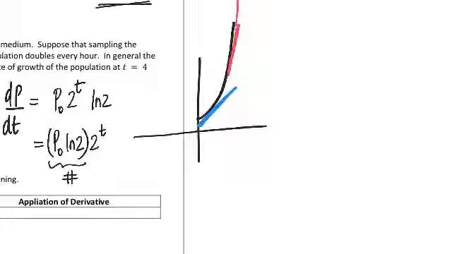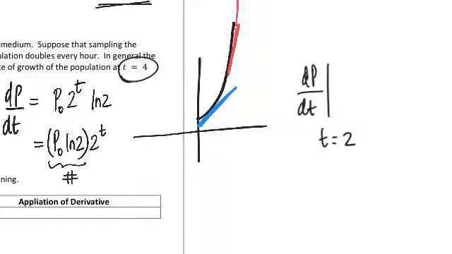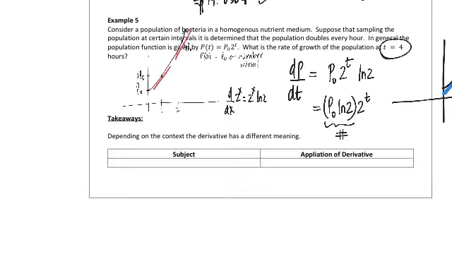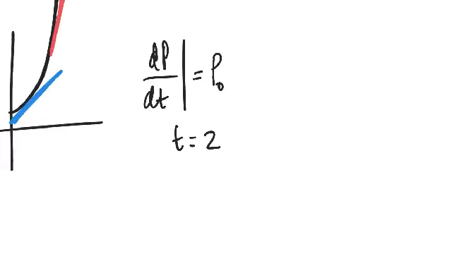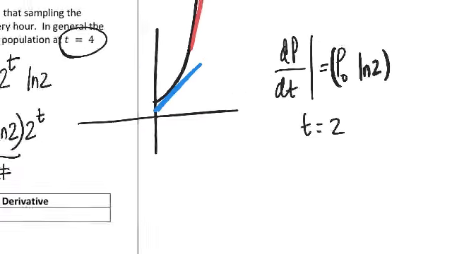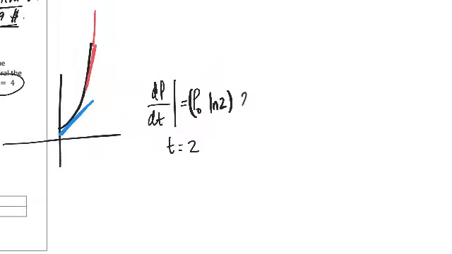If we wanted to know the rate of growth of the bacteria at t is equal to 4, which was the question, then I just have to do dp dt at t is equal to 4, which is p0. They didn't tell us an initial number, so I'll leave it at p0 ln 2, right, times 2 to the 4. So it'll be 16 ln 2 times p0, right?